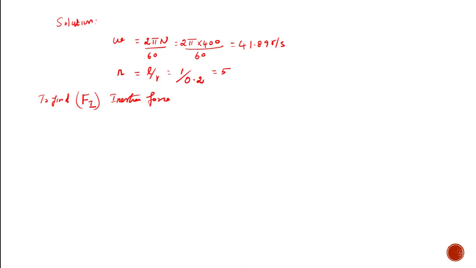It is mass times acceleration. Fi is the mass of the reciprocating parts multiplied by R omega square (cos theta plus cos 2 theta divided by n). This is the formula to find out the inertia force.